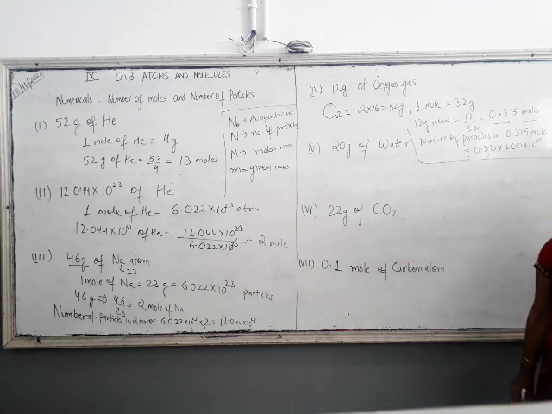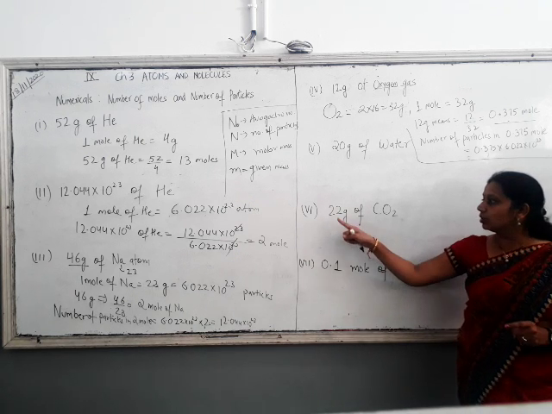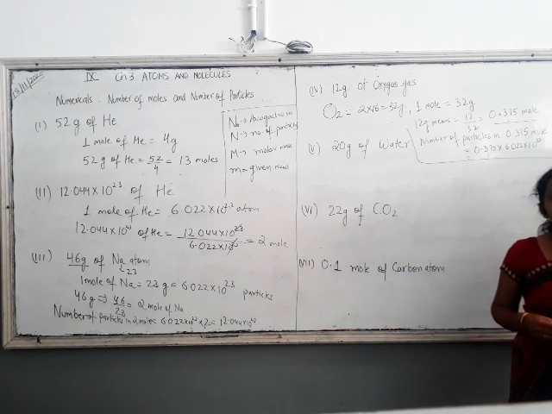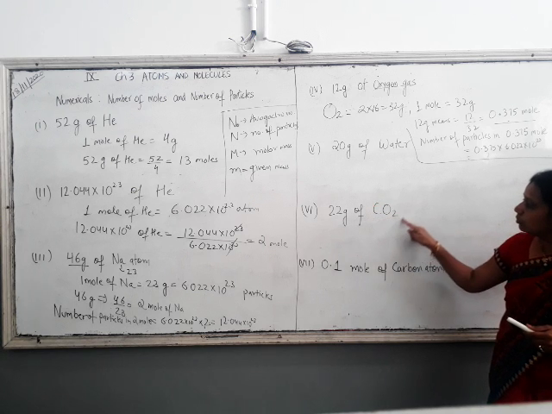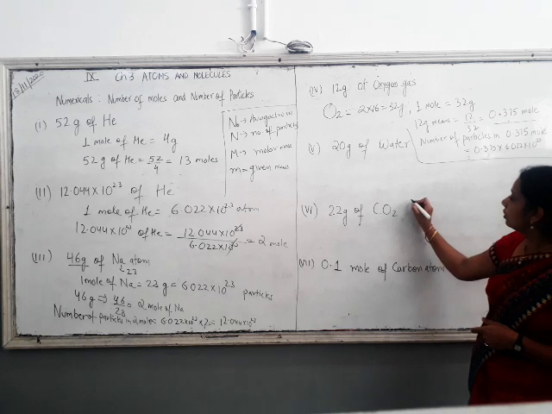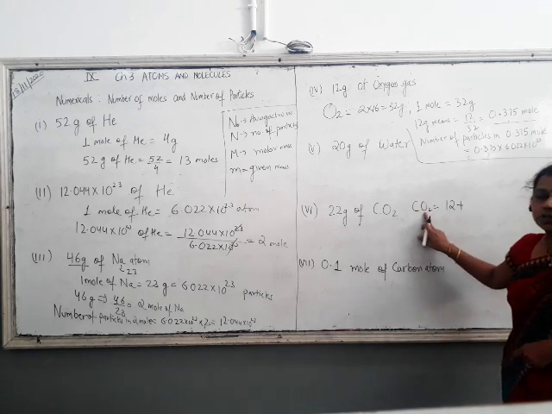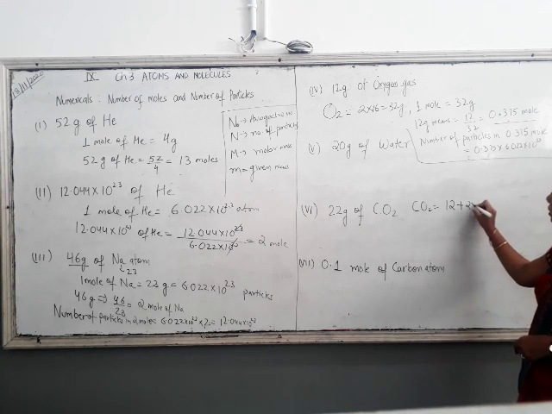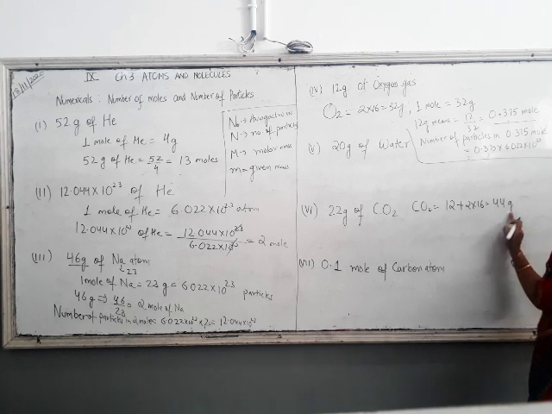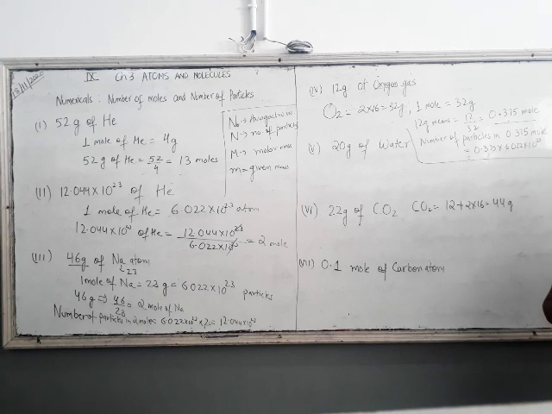22 gram of CO2. Here you have to find both number of moles in 22 gram of CO2 and number of particles in 22 gram of CO2. So before finding out that, first you have to find molecular mass or molar mass of carbon dioxide. How to find? So I will do here CO2 means carbon 12 atomic mass. For oxygen it is 16. So 12 plus 2 into 16, that will give you 44 gram. When you solve this, you will get 44 gram. Means for one CO2 molecule, you have 44 gram mass.